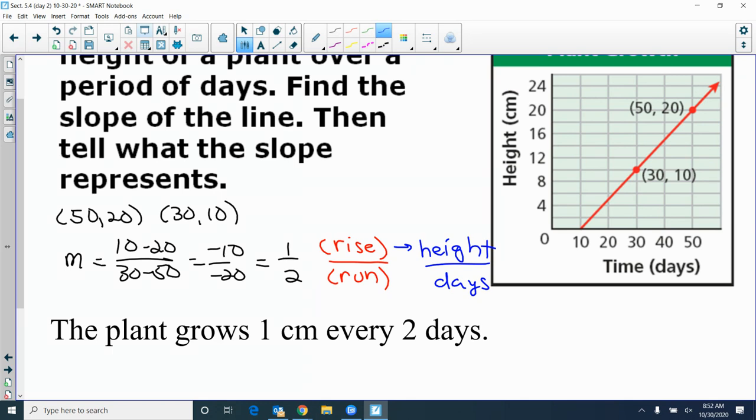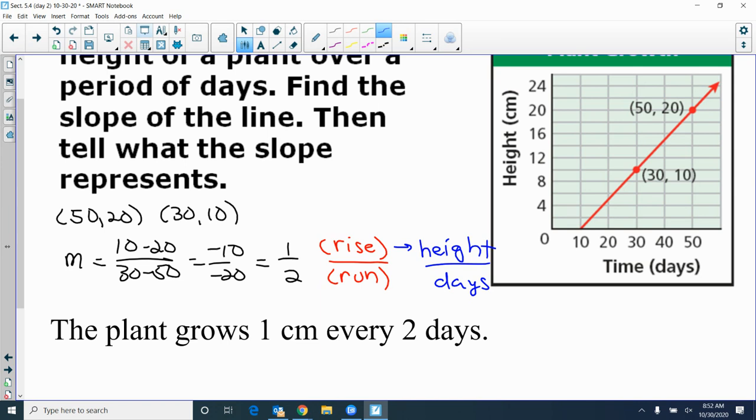Now my bank account is like 100 over 1. My bank account grows $100 every day. I wish. Well, it's probably a little bit higher than that, probably about 500 every day. It just keeps going.